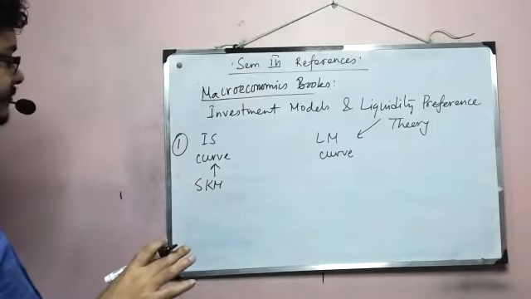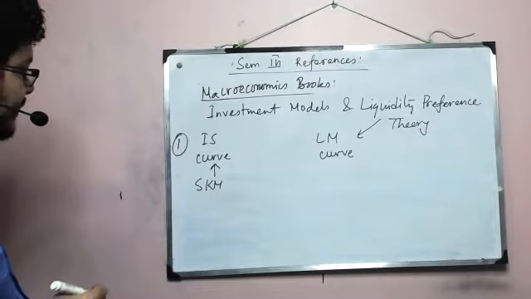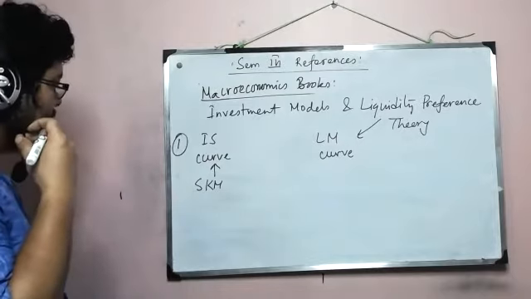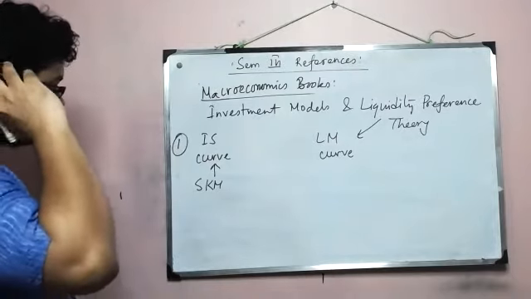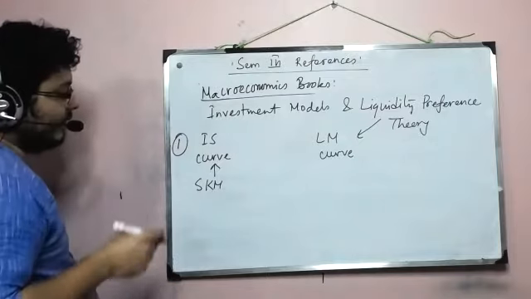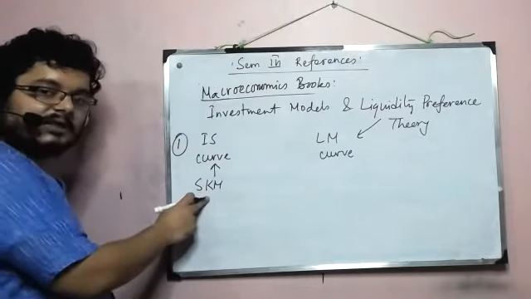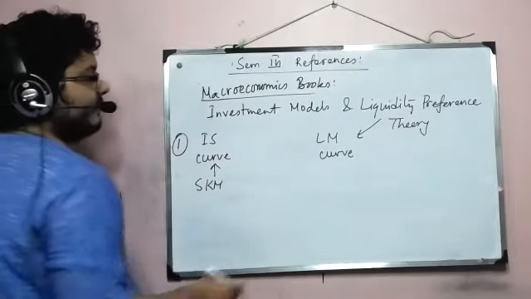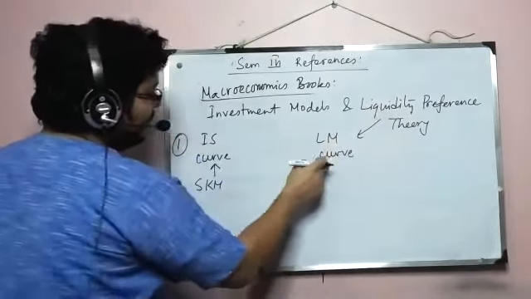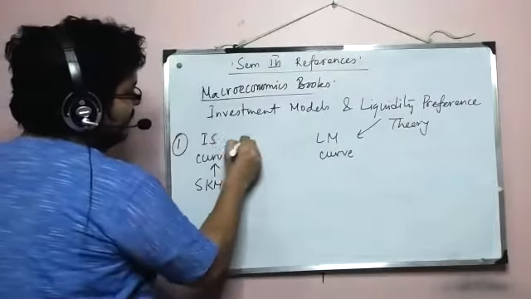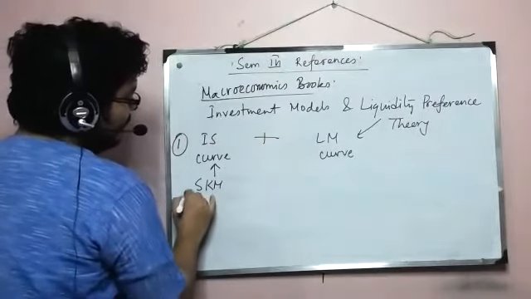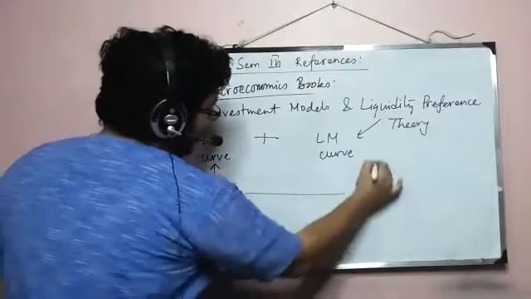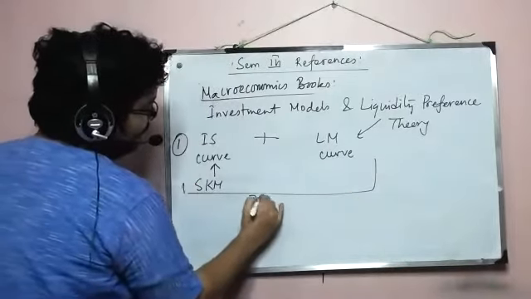Let me clarify it again. We have studied SKM in the last semester. From SKM, we are going to derive now the IS curve. And from liquidity preference theory, we will have an LM curve, and adding these two, we will have our first topic, and that is ISLM.